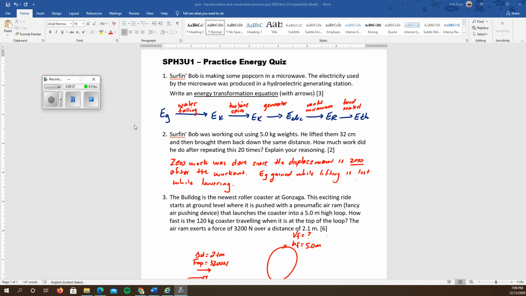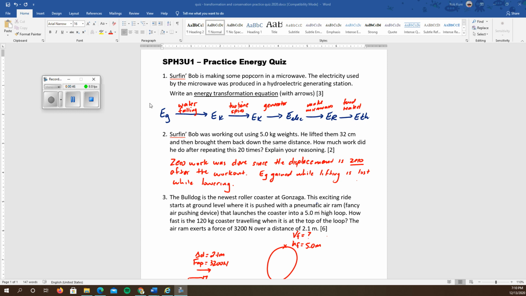The first part is straightforward. From the hydroelectric generating station, you're going to have your EG, water falling down. It's going to be falling, so it's going to have EK. It's going to spin a turbine, so there's another EK. And finally, the generator makes electricity. The electricity is transported to your home, where your microwave changes it into microwaves, ER, and then it's going to heat up the food, E-thermal.